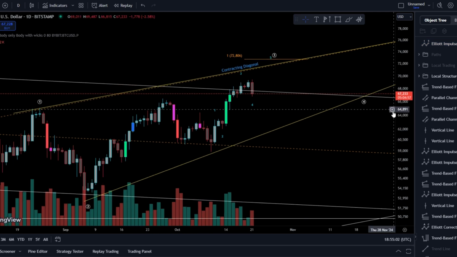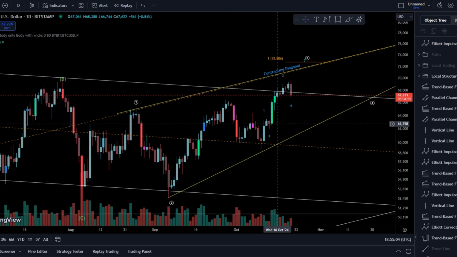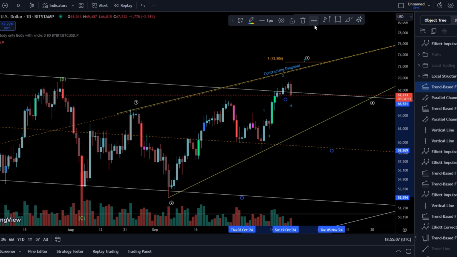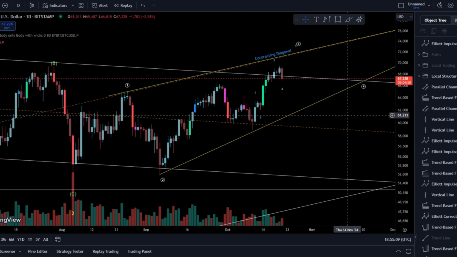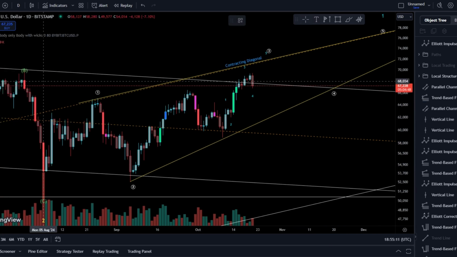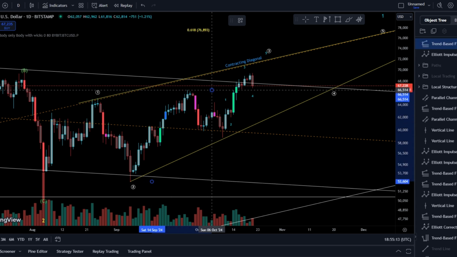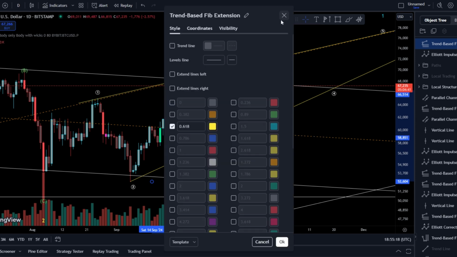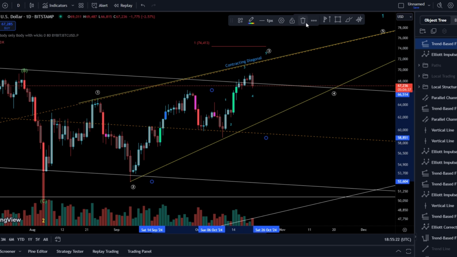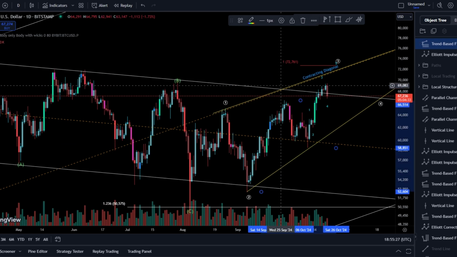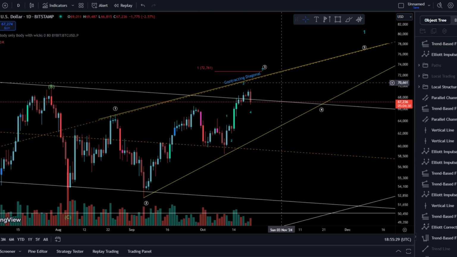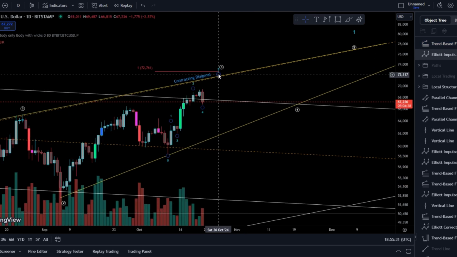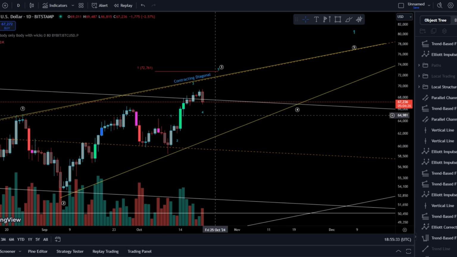Now to me, we still need to come up and reach this target of 72,800. And that is because our extension target from the A to the B of this internal wave has to be at least the 1-to-1 extension. And we also need to see 5 waves.